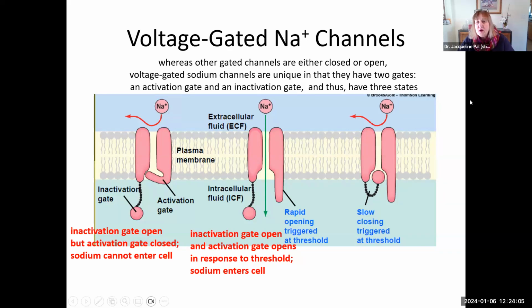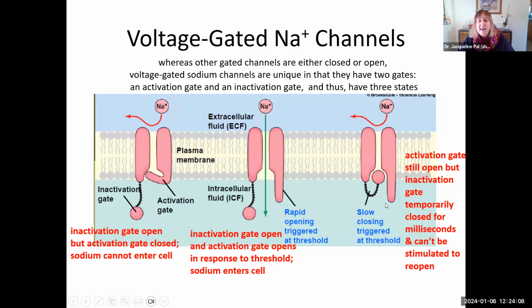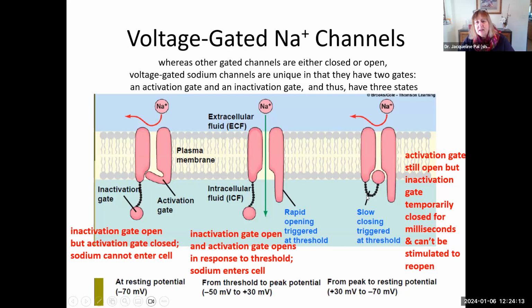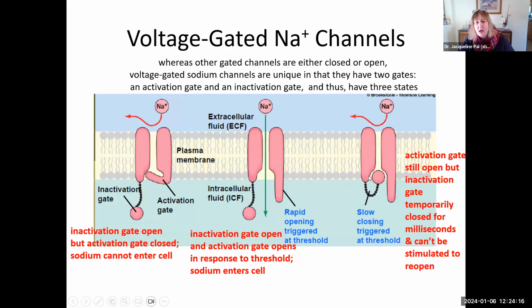Now, the third state is the activation gate is still open, but the inactivation gate temporarily closes for milliseconds. This rapid opening of the activation gate at threshold also triggers the inactivation gate to slowly make its way up here and block it. But then the weight kind of pulls it back out. So it's only closed for milliseconds and it can't be stimulated to reopen.